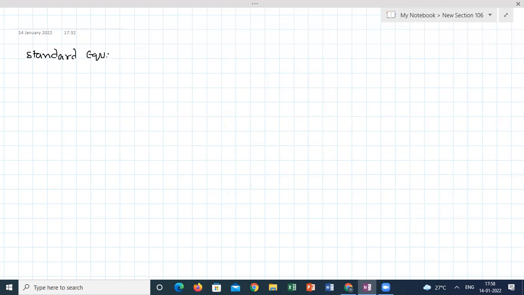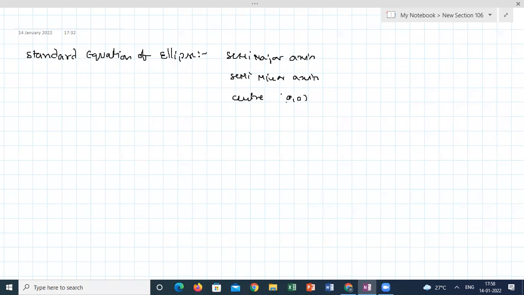Standard equation of ellipse. So standard equation means representing in the semi major axis, length of the semi major axis and semi minor axis. That is only the data I'm having. I don't have any other data. And center is origin. So in this case, what is the?